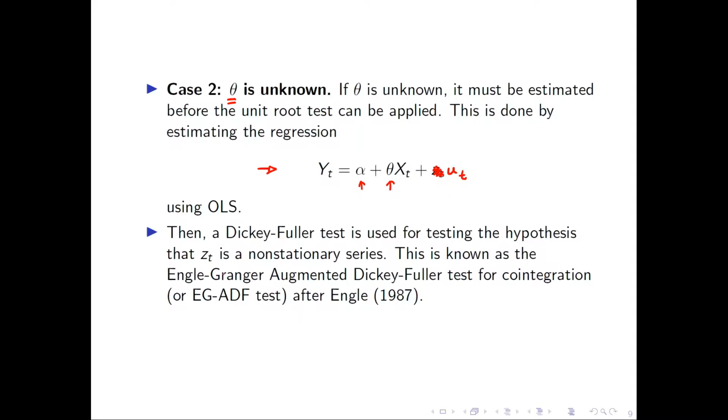Then you can create the difference variable, which is, as always, zt equals yt minus the estimated slope on the xt. So this is the hopefully stationary difference between these two time series. So this would be the Engle-Granger ADF test.